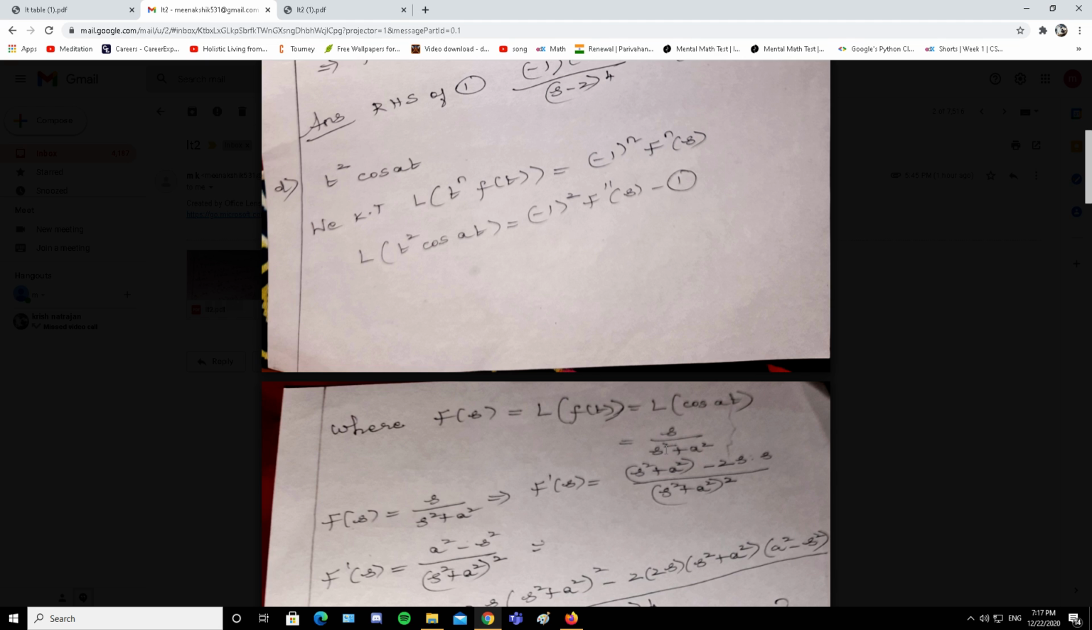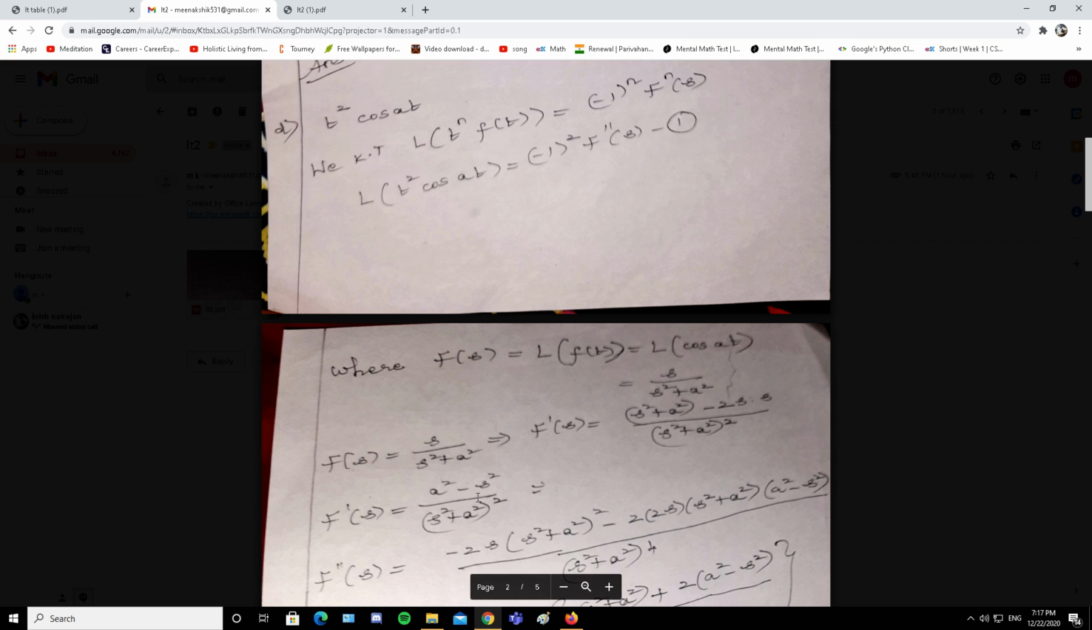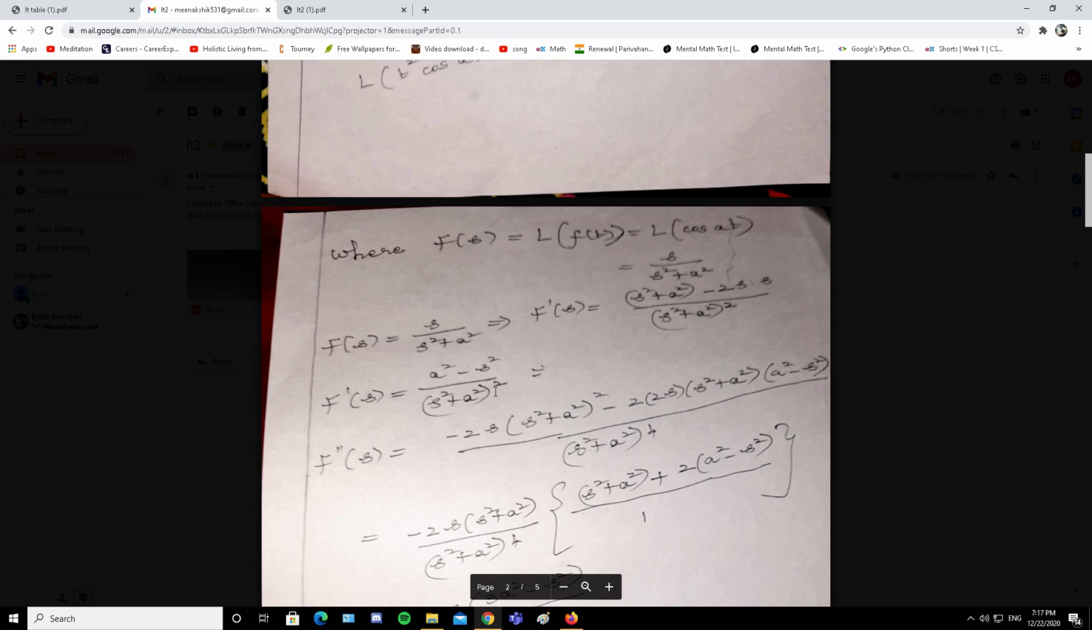So f dash of s, by the quotient rule, you will get the derivative of s is 1. So 1 into the denominator s square plus a square, minus the derivative of the denominator 2s into s, by the denominator whole square. F dash of s is a square minus s square by s square plus a square the whole square. Then again differentiate with respect to s.